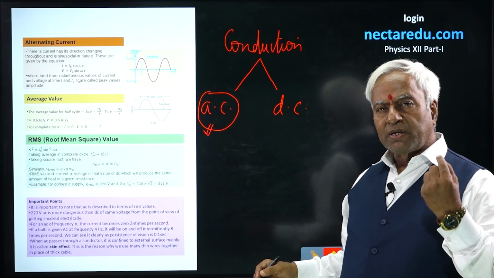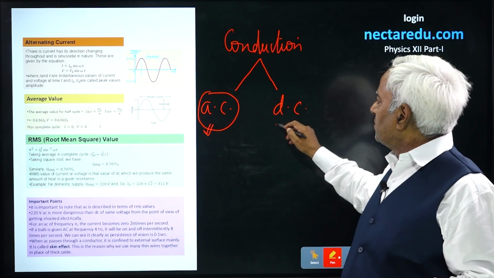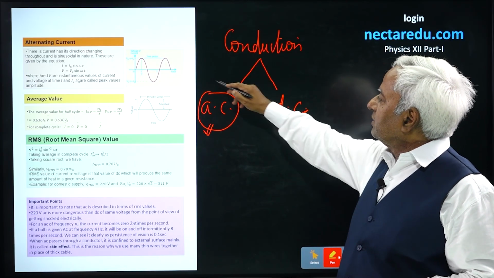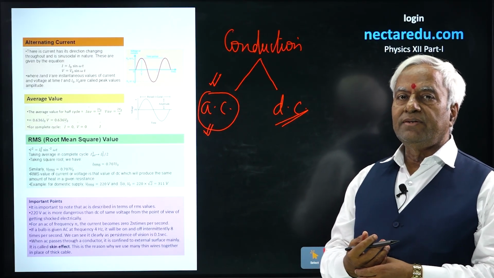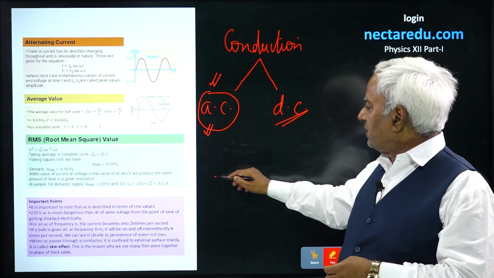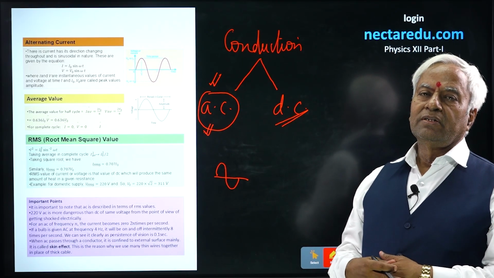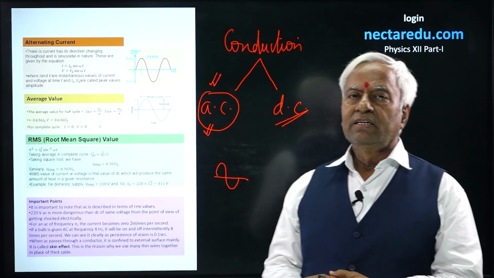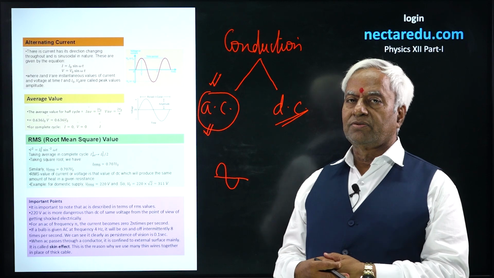There are certain specific areas, hardly 4 or 5, in which DC is required. Otherwise, every field is being dominated by AC. What is AC? The direction goes on changing regularly. That's the basic criterion. AC is that current in which the direction regularly changes.